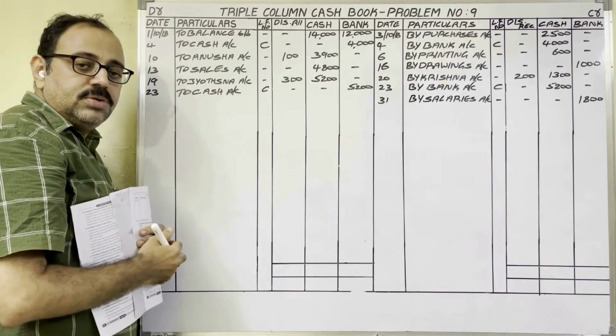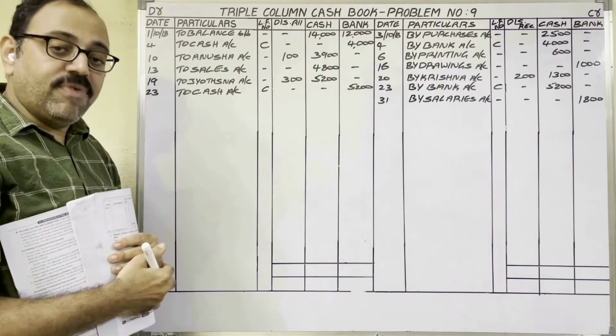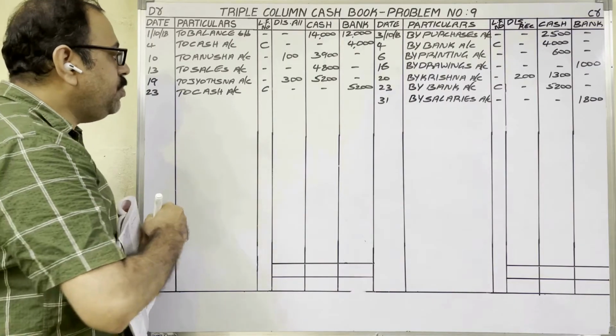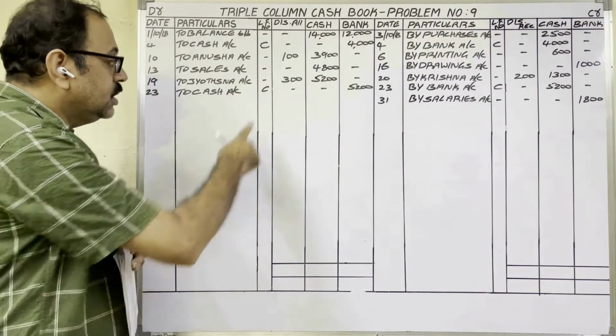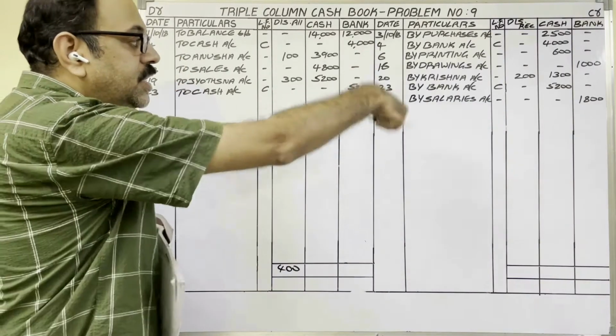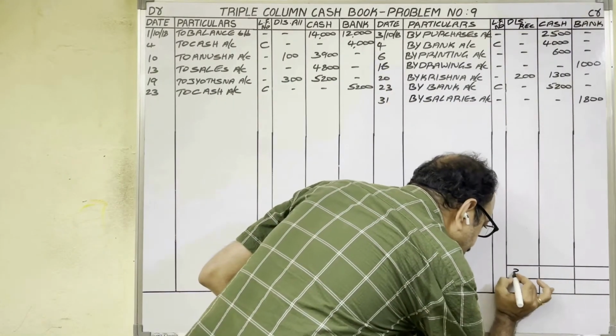Discount columns we need not balance. Why? In the 8th problem that point was clearly explained. So simply we should put the totals. Debit side total 400 rupees. Credit side total 200 rupees.